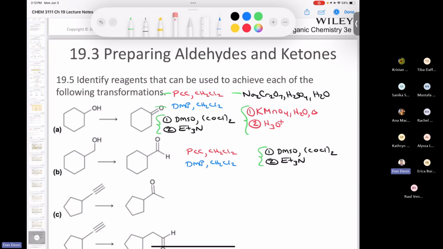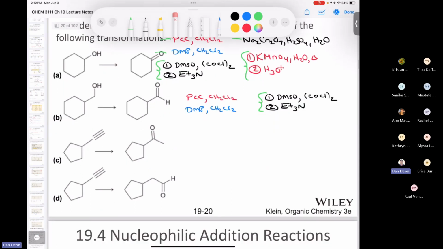The next one, we want to do the conversion of a terminal alkyne to a methyl ketone. So that's going to be the acid catalyzed addition of water to a triple bond. And if you don't remember, the key step there is that you've got to have sulfuric acid and water, but you also need mercuric sulfate. So sulfuric acid and water, but you need HgSO4, mercuric sulfate, right? Because it's too unreactive without the mercuric sulfate.